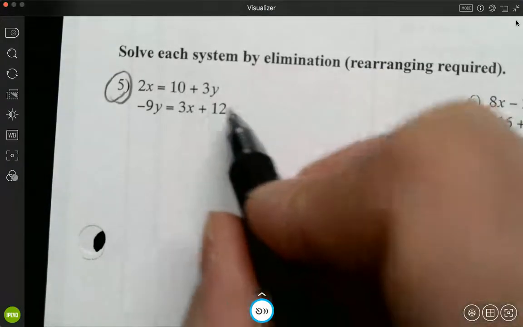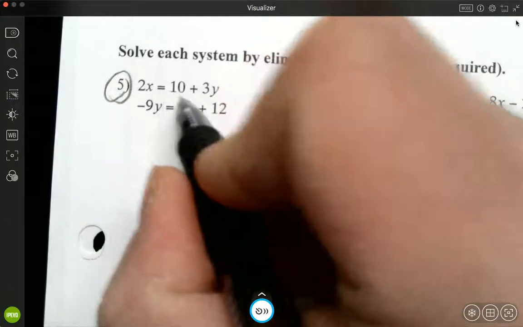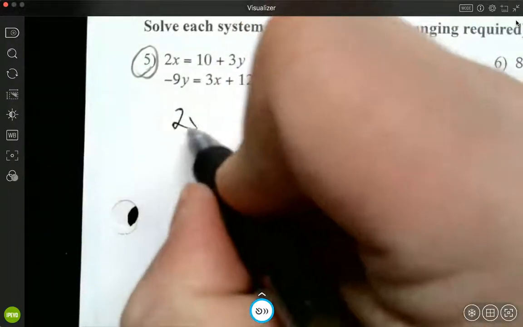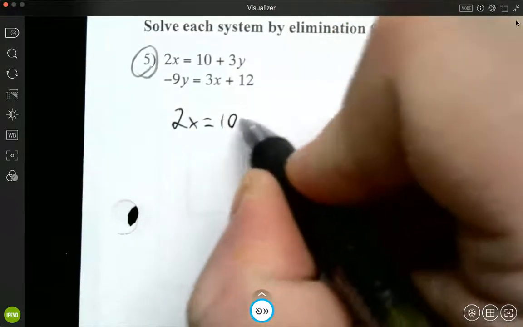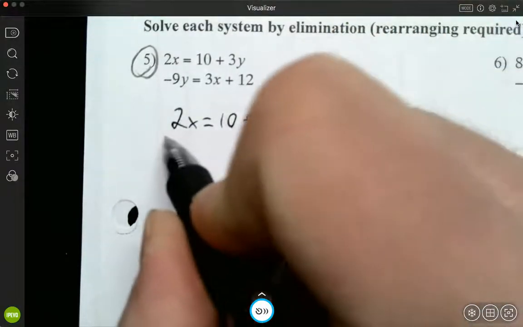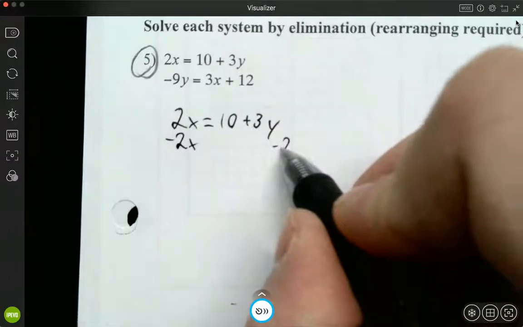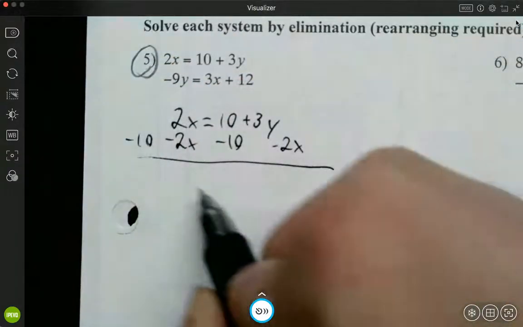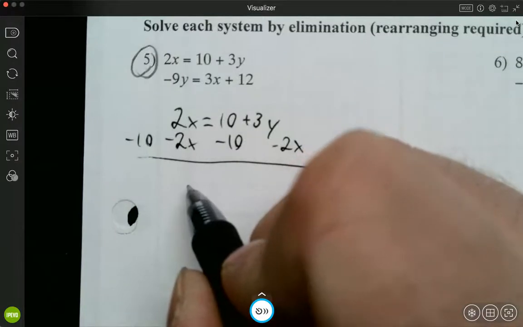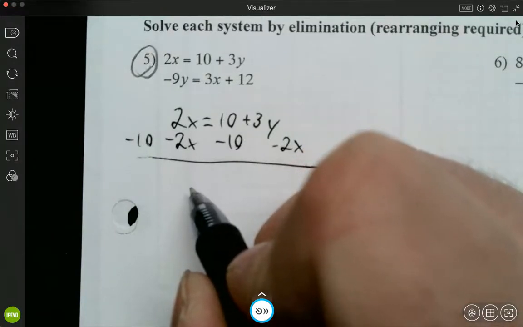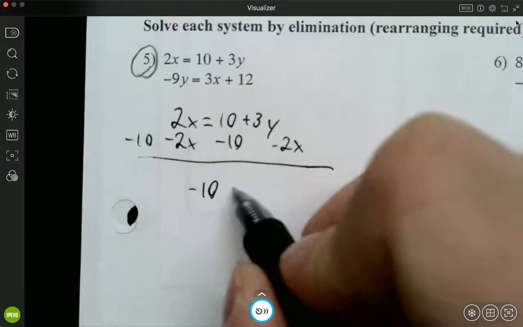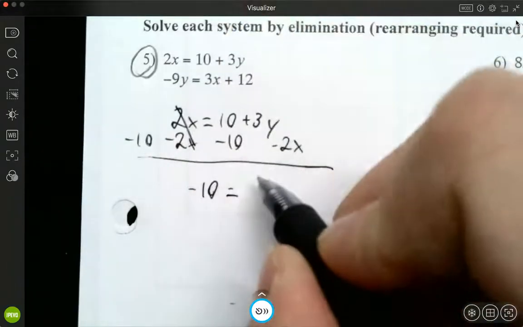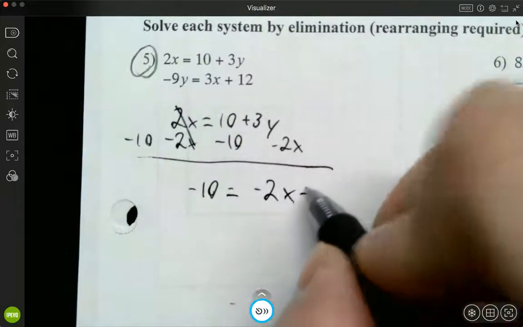I got to get that in standard form. So I'm going to bring the 10 over here. So let me just mess with them over here on the side. So 2x equals 10 plus 3y. I'm going to bring the 2x over here. Bring the 10 over here. So that way it's in standard form. I get negative 10 equals, this cancels, negative 2x plus 3y.